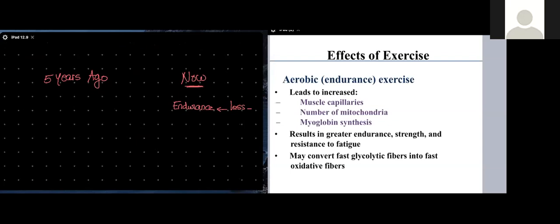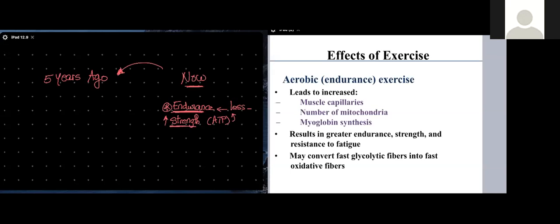You don't get tired as much as 5 years ago. Also, you're going to have stronger contraction. The strength of the muscle is going to increase because you are capable of producing more ATP in a more efficient way, so you won't be accumulating lactic acid, and this prevents you from having muscle fatigue.